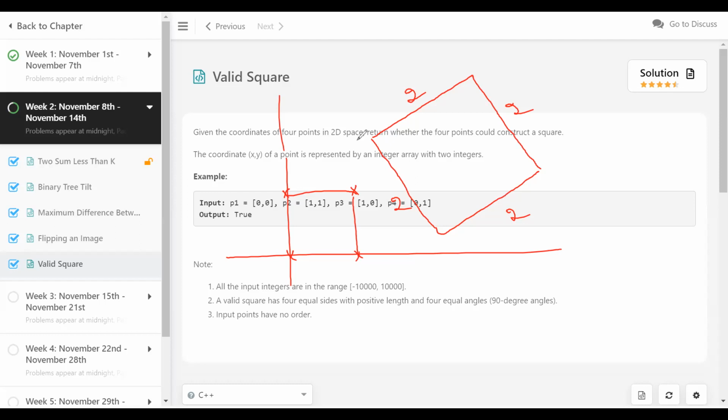Let's suppose P1 is somewhere here. What we can do is find the distance from P1 to all the other 3 points. We can find the distance using the Euclidean distance formula, which is basically the sum of the squares of the differences in the x-axis and y-axis. I'm just squaring it, and the square root of that is going to be the distance. So this is the distance formula we can use to find the distance between 2 points.